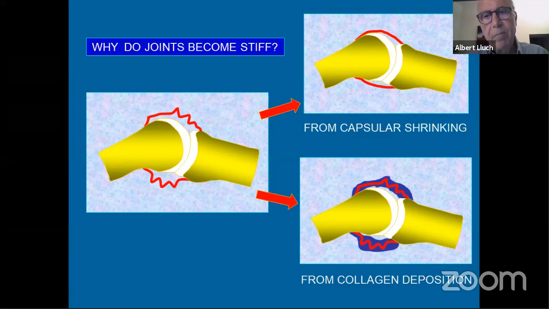And usually many joints become stiff in a matter of a few weeks and sometimes even a few days. So really, the joints that become stiff in our practice are from collagen deposition over the capsule.